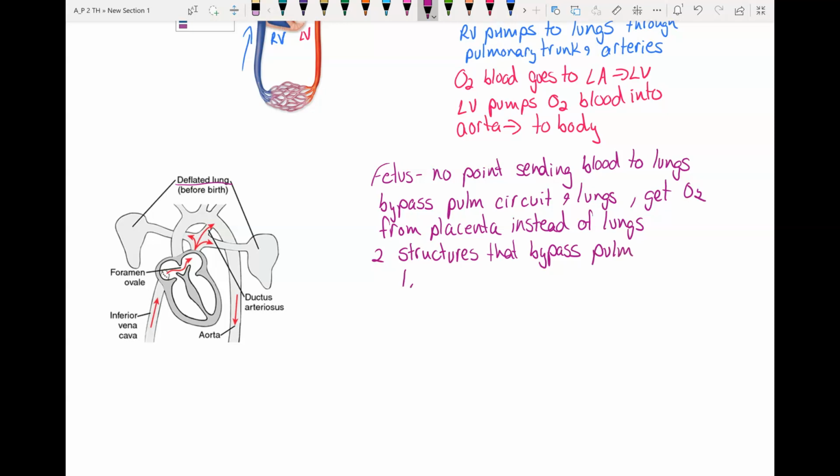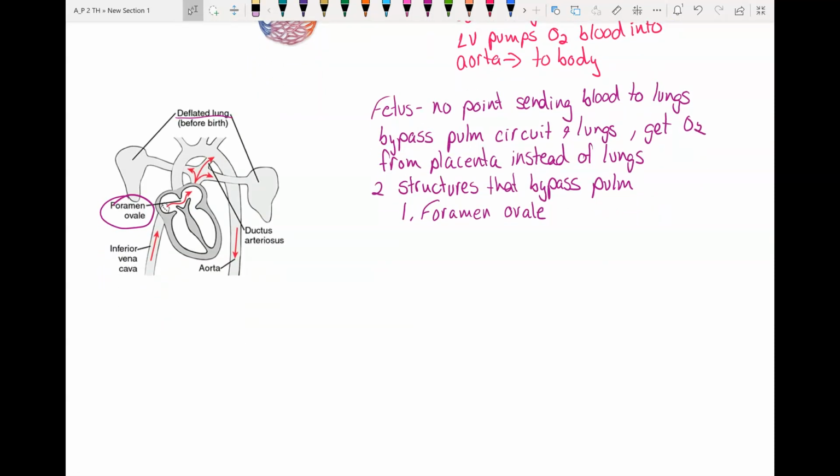The first one is the foramen ovale. So you can see that here. This is a hole between the right and left atria. So here's the right atrium, here's the left atrium. You can see blood from the inferior and superior vena cava go into the right atrium, but then instead of going to the right ventricle, it passes through that hole straight to the left atrium.